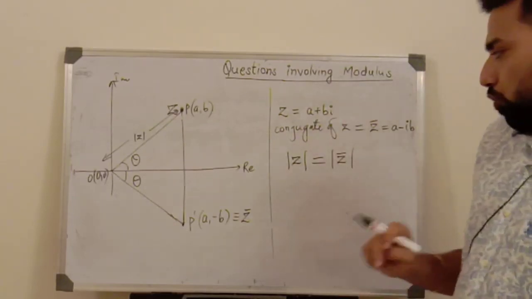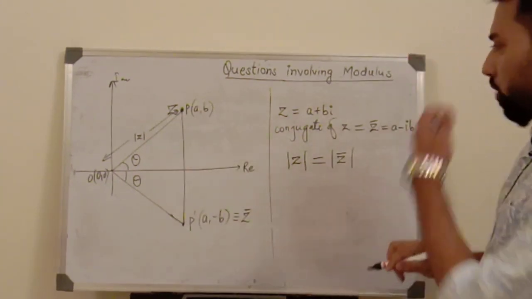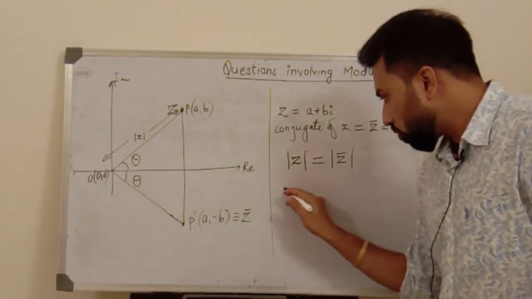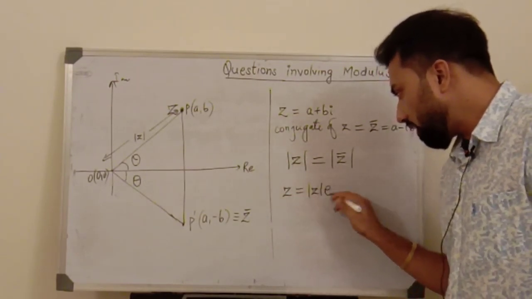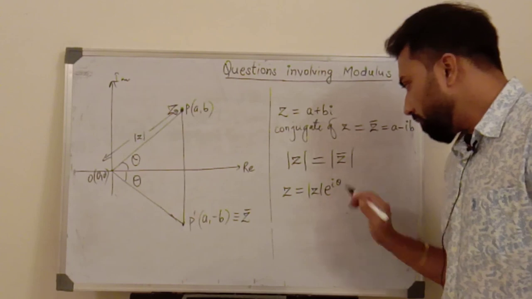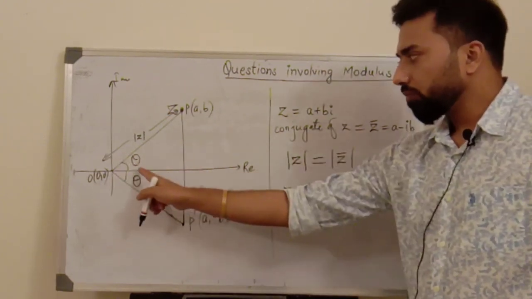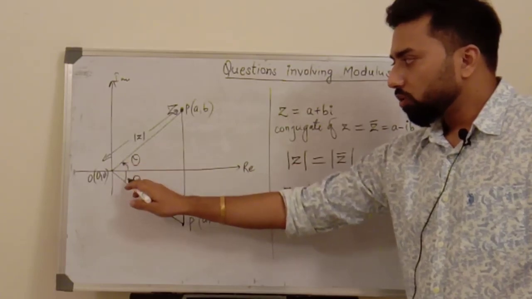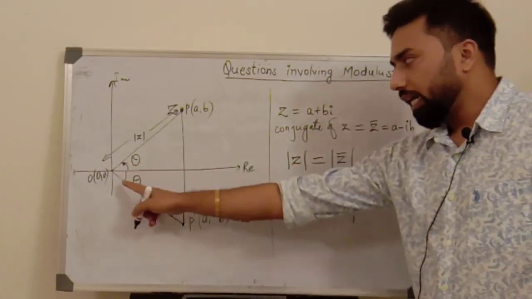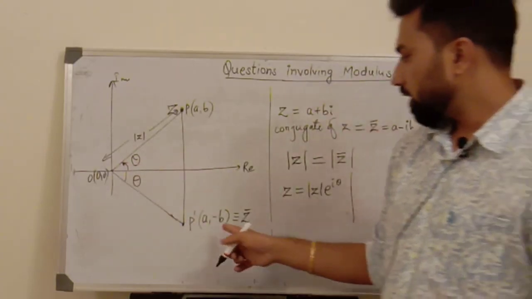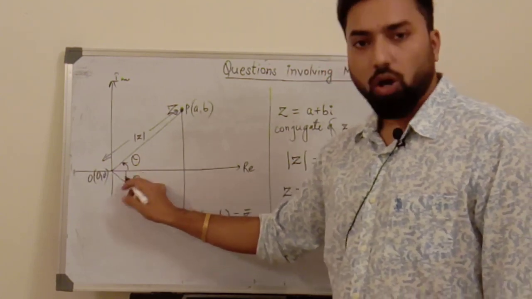I am assuming that you know the exponential form of a complex number. If you know it, you must know z is equal to mod z e raised to power i theta, where theta corresponds to this angle. Now when we write the exponential form of z bar, the angle will be minus theta, because this angle is in the anti-clockwise sense and this angle is in the clockwise sense.